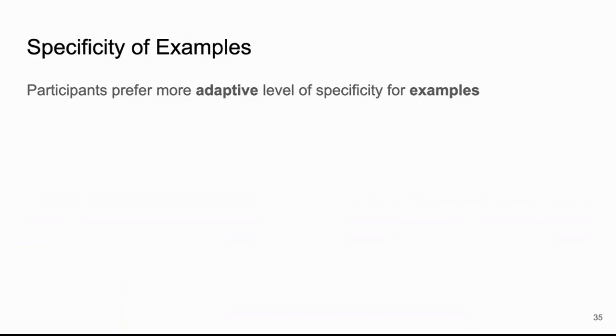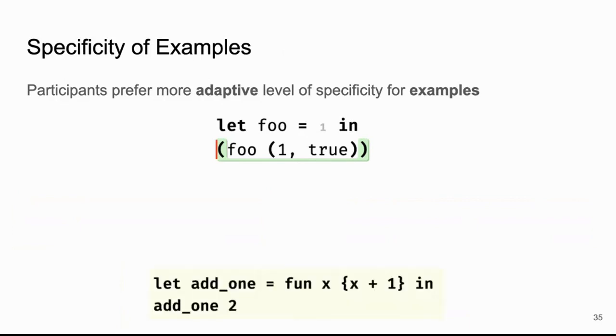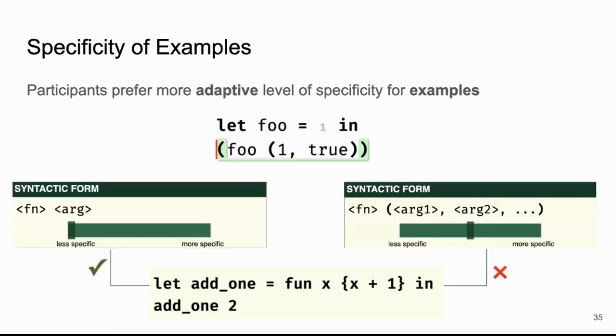Contrary to that, we've actually found that some of our participants preferred a more adaptive level of specificity for examples. So if we start with the same code snippet of a function application to a tuple, we can see that if we showed them an example such as this, which is just a very simple function application to an integer literal, participants ranked this example higher if the theoretical student had asked for the specificity level of just a general function application to a general argument.